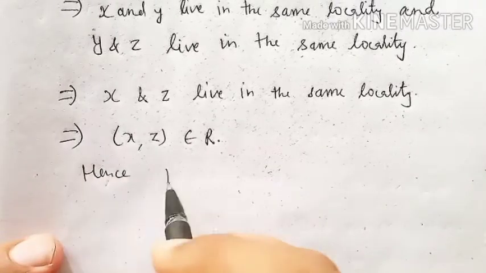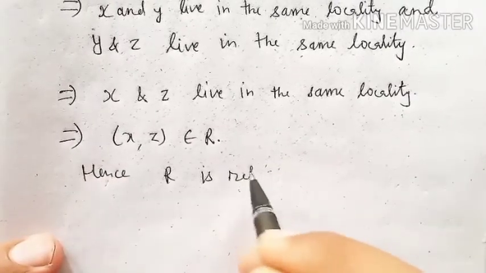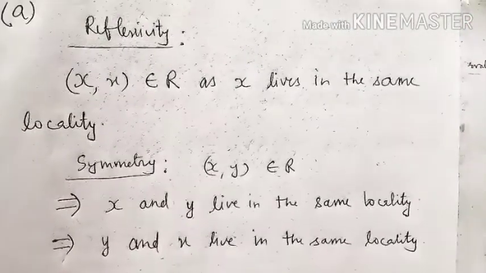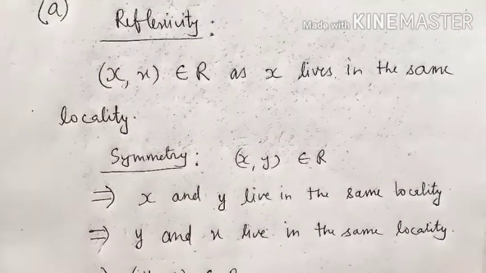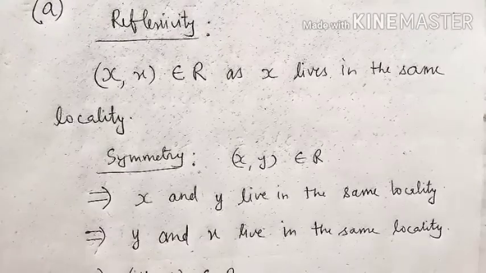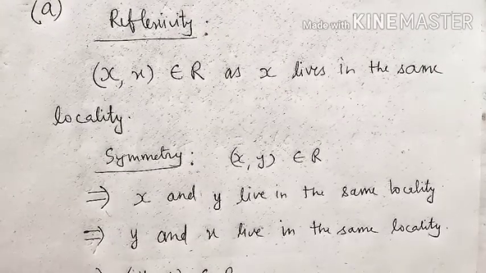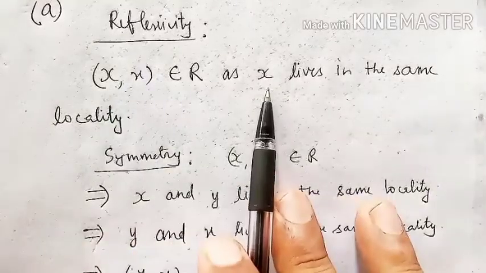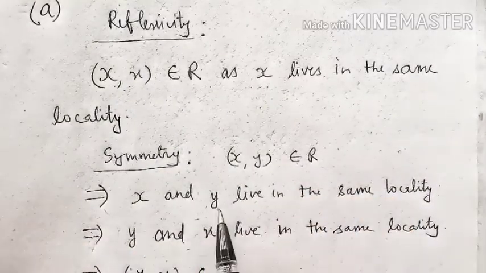Hence, R is reflexive. You may see that according to the definition, if for every element in the set A, each element is related to itself, then it is reflexive. That exists here, so R is reflexive.